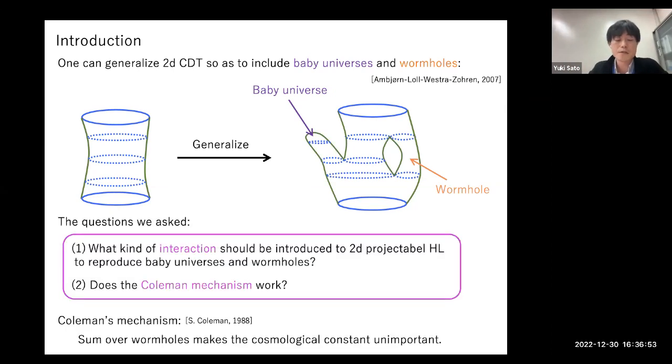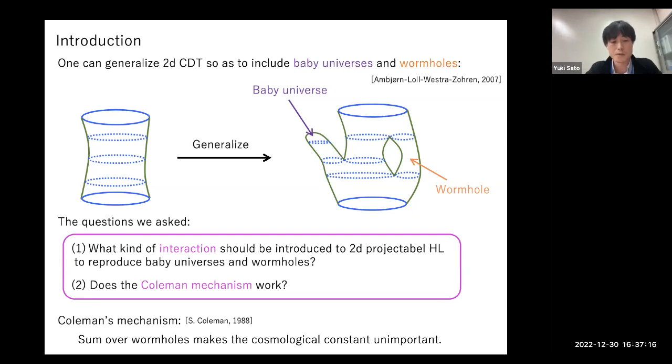Under this situation, the questions I wish to answer are twofold. The first one is that if we include baby universes and wormholes in the CDT, then what kind of interaction should be introduced to the Horava-Lifshitz case?